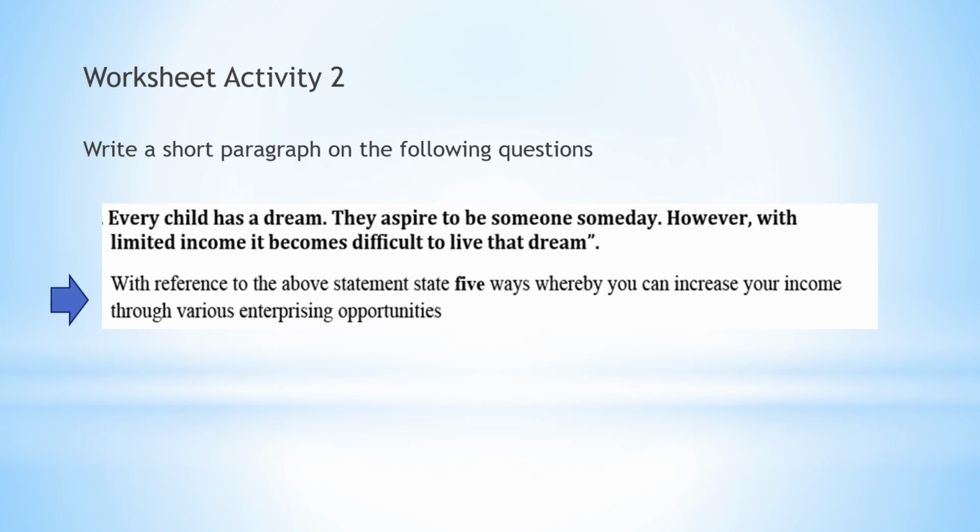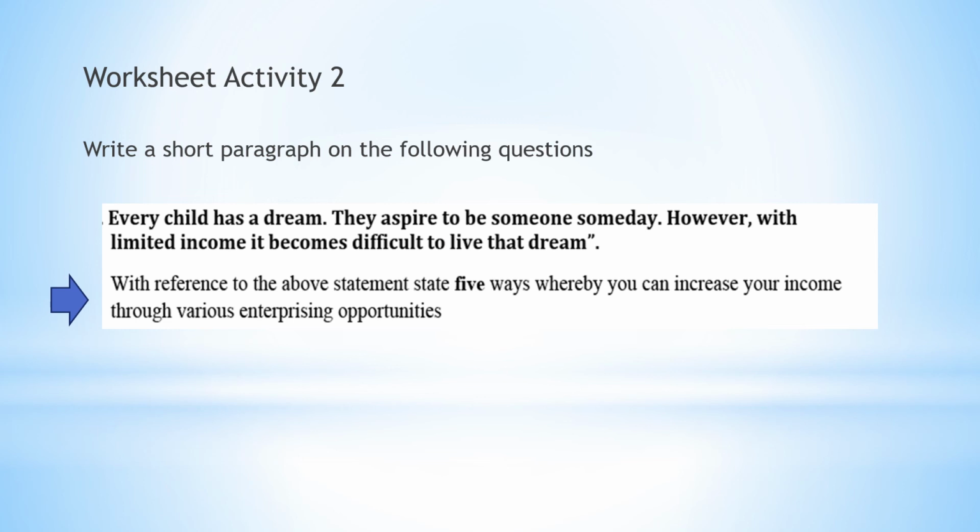Coming to the end of this class, we have worksheet number 2. We're going to write a short paragraph, and we have an introduction there. Every child has a dream. They aspire to be someone someday. However, with limited income, it becomes difficult to live the dream. But the question is here. With reference to the above statement, state 5 ways whereby you can increase your income through various enterprising opportunities.